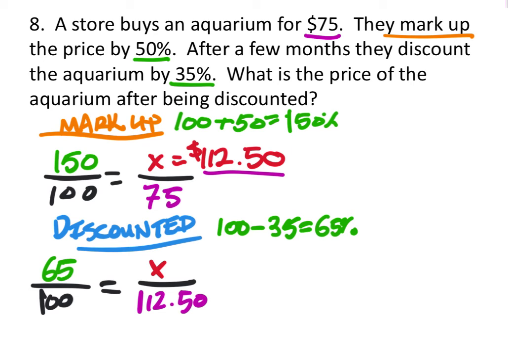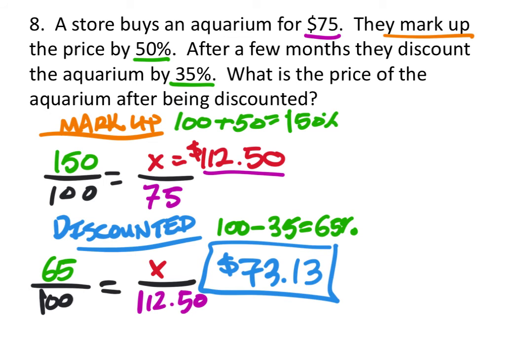So let's go back to the calculator, and I'm going to use the fish method again. 112.50 times 65 divided by 100. And it gives me a decimal to the thousandths. But you can't have a thousandth of a dollar. So I'm going to round that up. I got 0.125. So this shows me $73, and after rounding, I get 13 cents. Yeah, don't forget to label that, as it is in dollars.